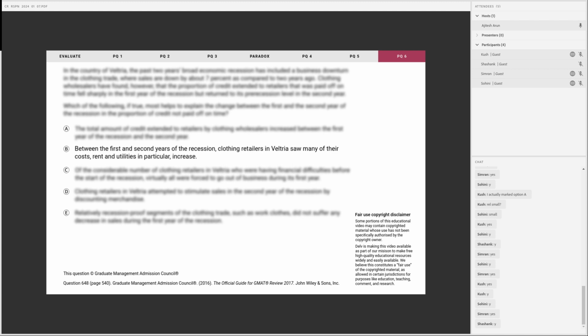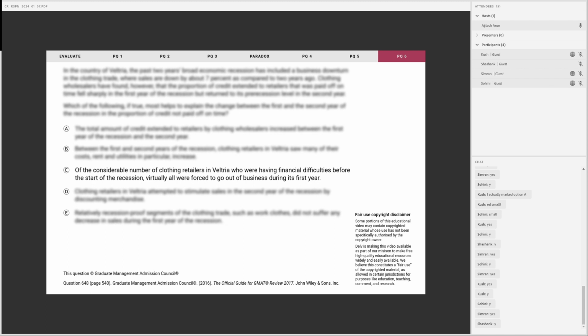Between the first and second years of the recession, clothing retailers in Veltria saw many of their costs increase. So again, the first year and the second year, if the costs went up, then that's going to hurt their ability to pay back the credit. So option B is exactly the opposite of what we want. We don't want the retailers' costs to go up, because if their costs go up, they will not be in as good a position to pay back their credit on time. So B is out.